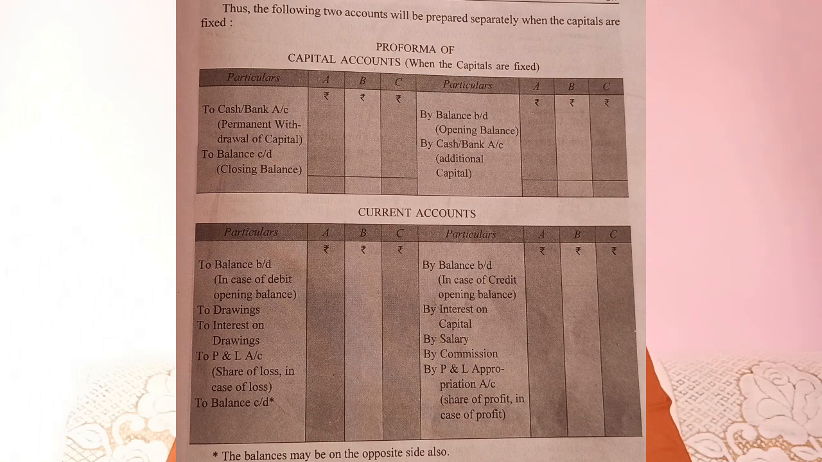Next, on the debit side, to balance brought down in case of a debit balance. It is either a credit balance or a debit balance; note, not both balances come in this case. Next is the drawings, next to interest on drawings, to profit and loss appropriation in case of a loss in the profit and loss appropriation account. And last, to balance carried down. The balance should be debit or credit.